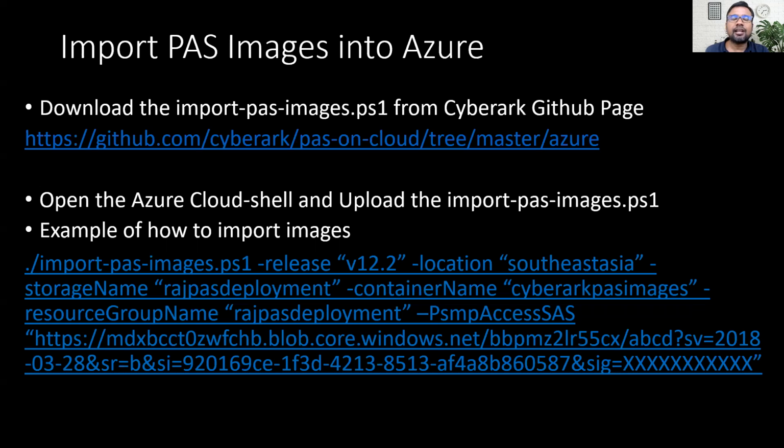So the next step is how you can import all the images onto your storage account. The first step is you have to go to the CyberArk GitHub page. And from the CyberArk GitHub page, the first thing you have to do is download a PowerShell script. The script is named import passimages.ps1. And once you are able to download this script, then on the Microsoft Azure, you have to go to the Cloud Shell. In the Cloud Shell, you can upload this specific script.